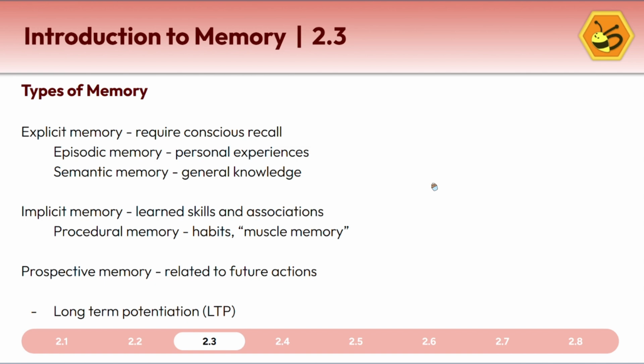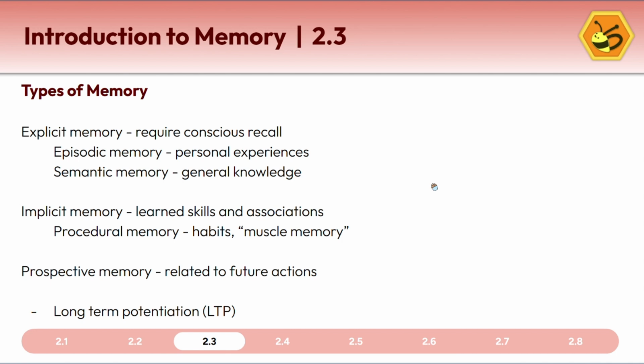Implicit memories are learned skills or associations that work automatically and unconsciously when we think. So, one type of implicit memory is procedural memory, which are kind of habits. Examples of procedural memory would be something like riding a bike or typing on a keyboard. After you learn how to do those things and you get used to doing them, you do them without thinking very much. The phrase muscle memory typically refers to procedural memory. Prospective memory is related to the future and actions you plan to do in the future. So, for example, me remembering that I have to go to class is a type of prospective memory.